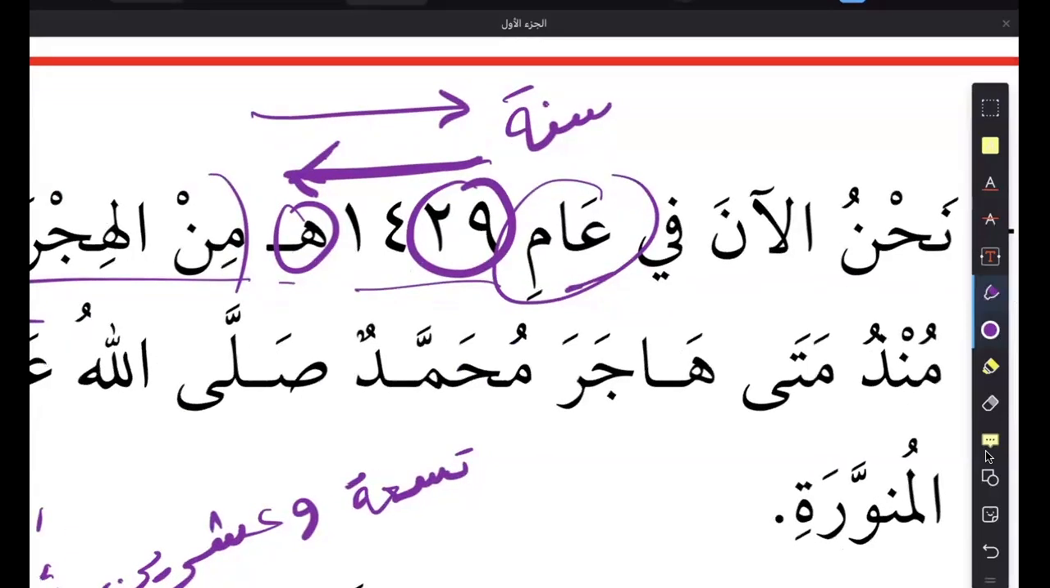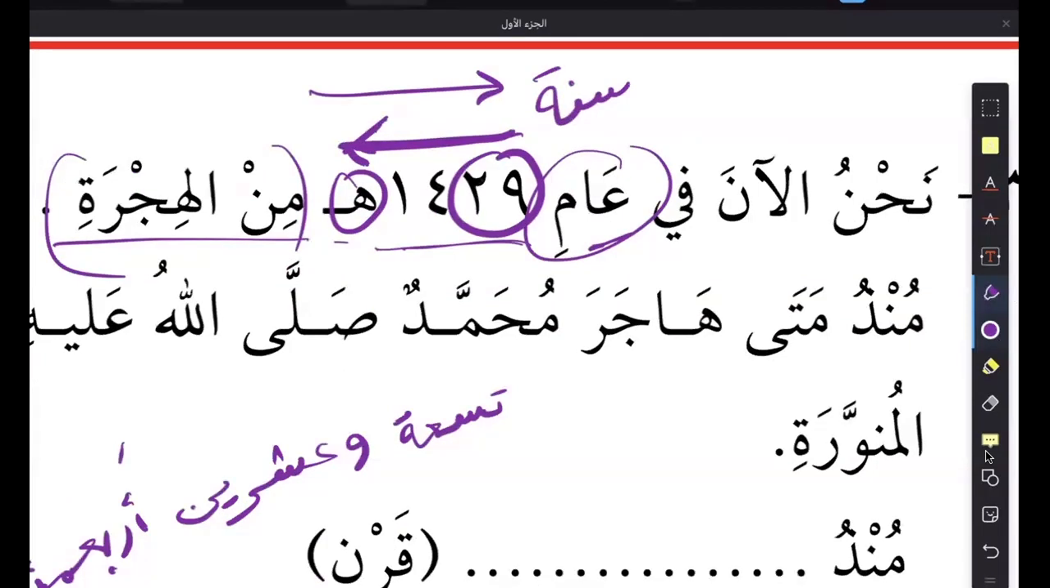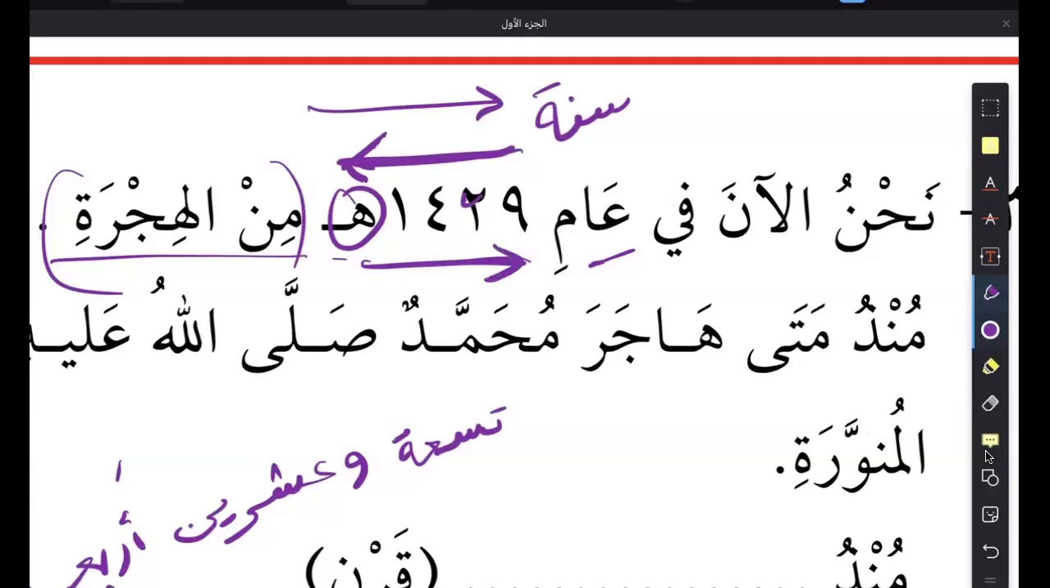You can say Alf wa arba'miya wa. Now, of course, you cannot read the two first because this is a compound, so you have to read it with its own rule. Even if you're reading this way, you cannot read the 2 before the 9 because these are different types of number. So you start from Alf wa arba'miya wa tisa wa ishrin.